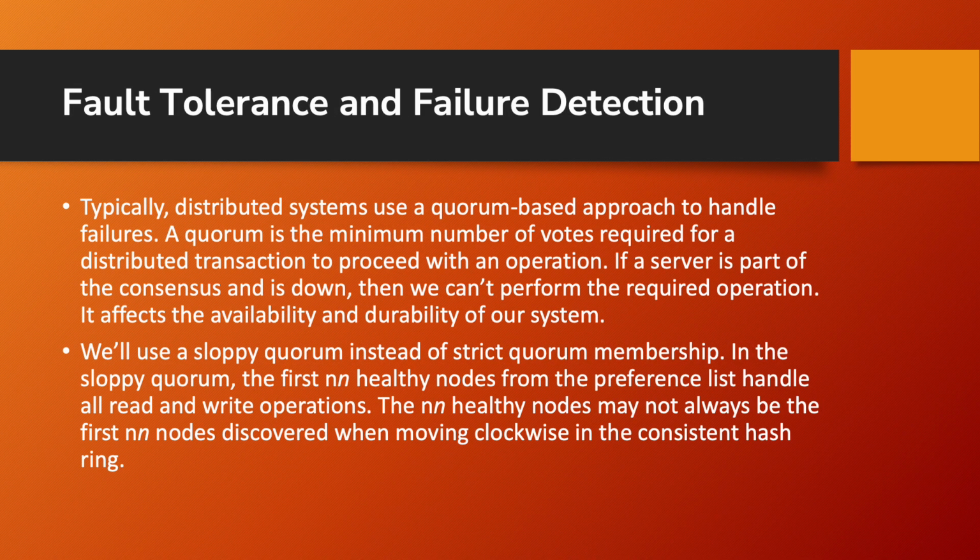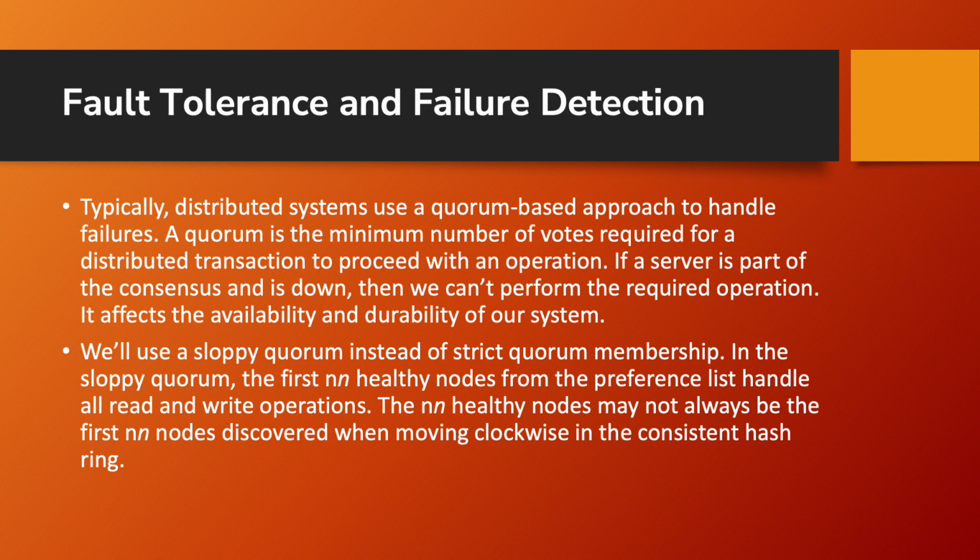Fault tolerance and failure detection. Typically, distributed systems use a quorum-based approach to handle failures. A quorum is the minimum number of votes required for a distributed transaction to proceed with an operation. So if a server is part of the consensus and is down, then we can't perform the required operation. It affects the availability and durability of our system.